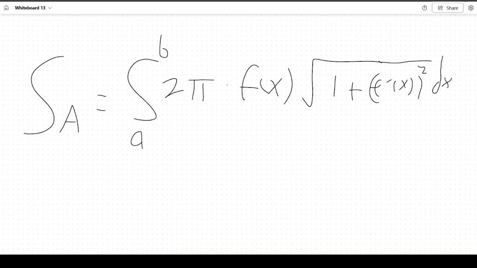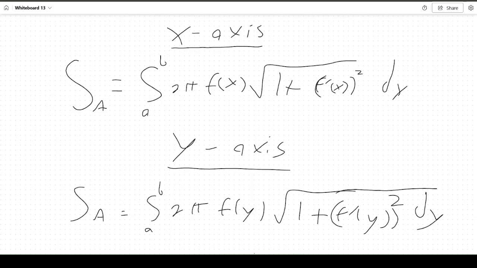In this video, we will talk about the surface of revolution. So as you can see, here is the basic equation for surface area, and it looks pretty similar to the arc length, but with just the 2 pi and the f(x) in the integral. So let's take a look at the differences between the surface area about the x-axis and the y-axis.